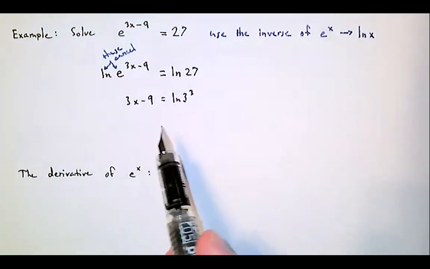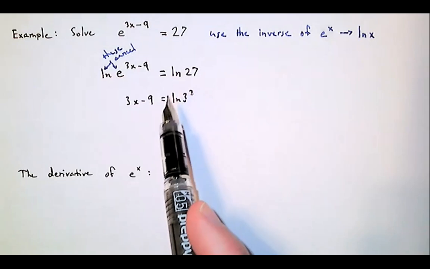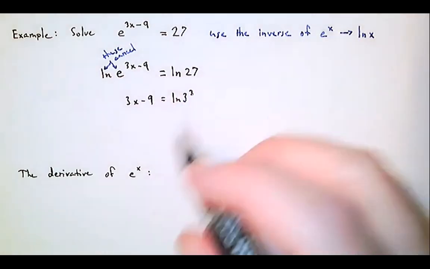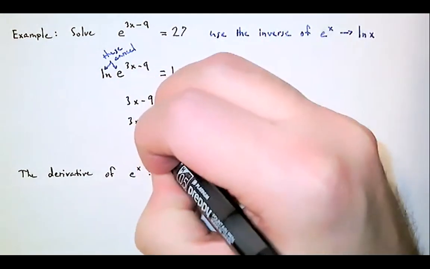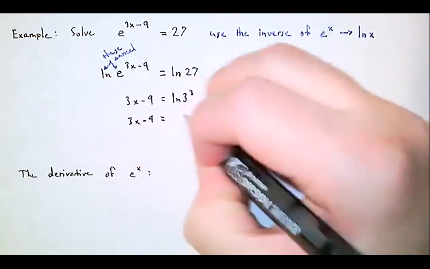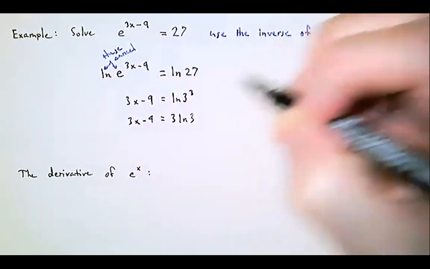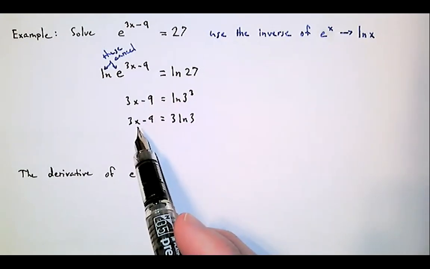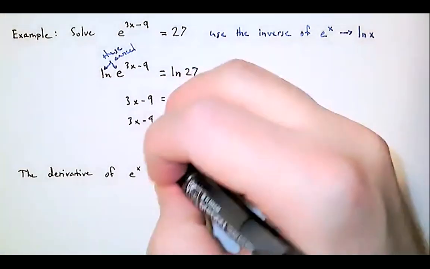Because, well, we can pull this exponent to the front here. So let's see. Let's go ahead and do that on our next step. Try not to combine too many things at once. So this is really 3 times the natural log of 3. And we're solving for x, so that means we're going to want to move this 9 to the right side.